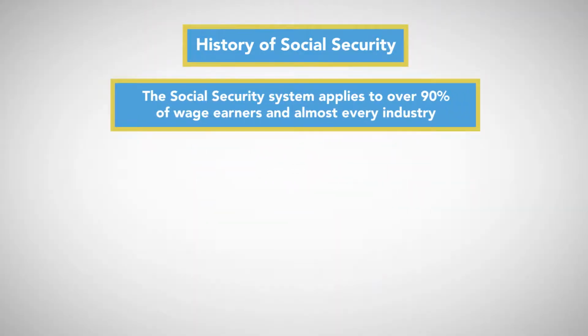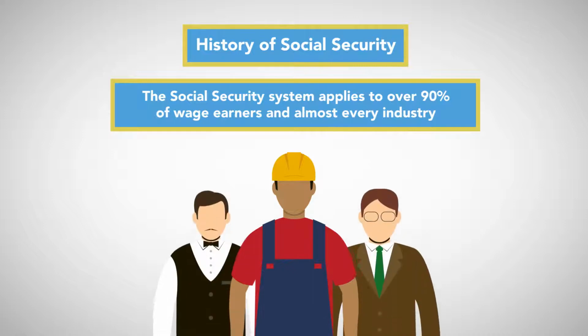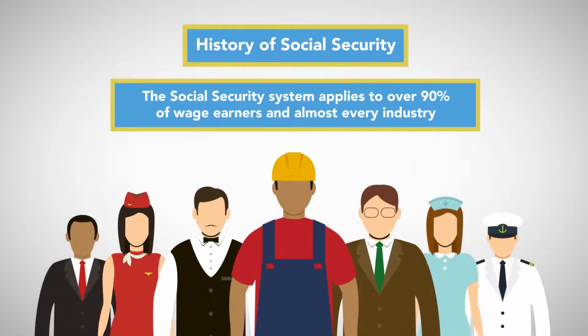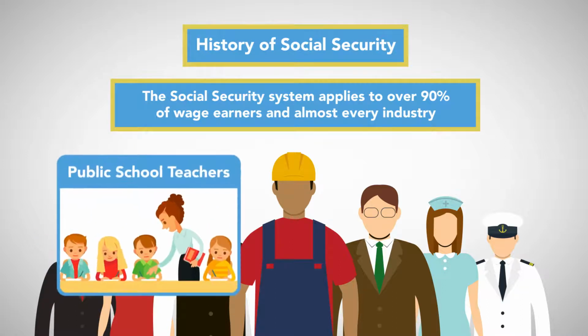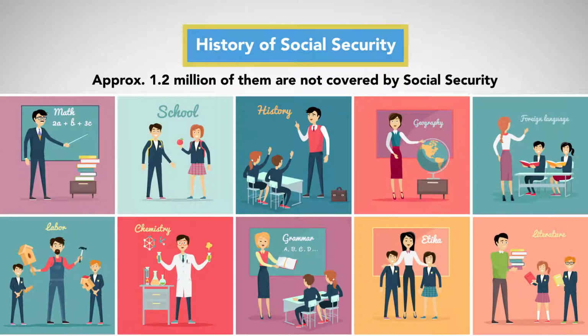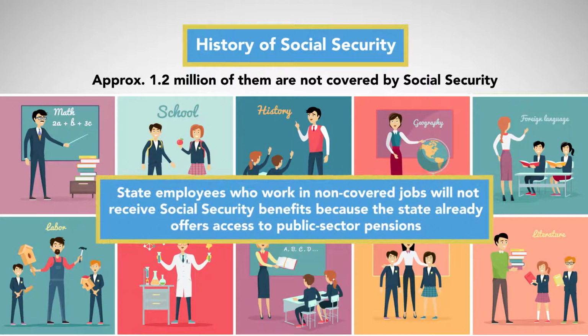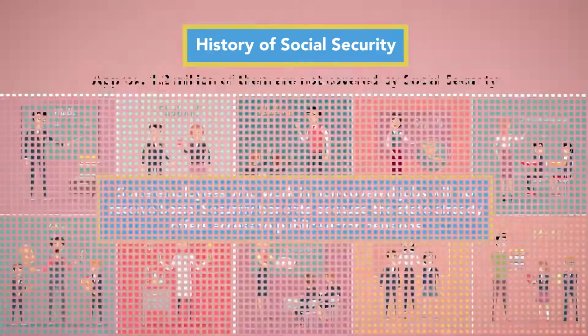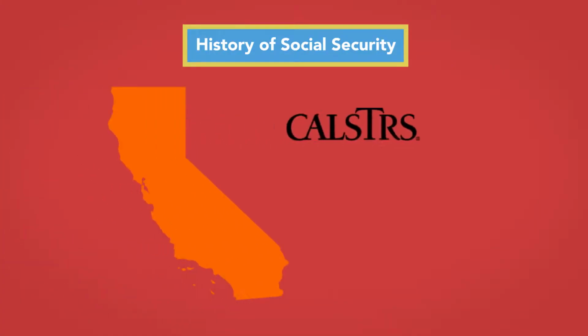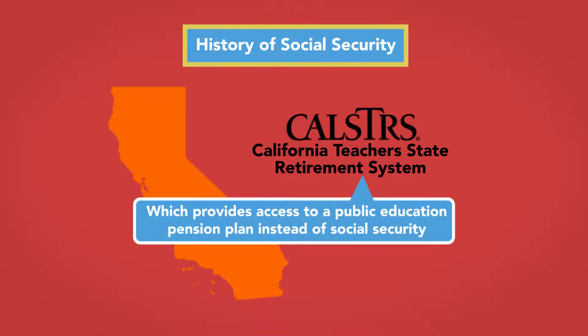The Social Security system applies to over 90% of wage earners and almost every industry. The largest groups of non-Social Security covered wage earners are public school teachers, and nationwide approximately 1.2 million of them are not covered by Social Security. State employees who work in non-covered jobs will not receive Social Security benefits because the state already offers access to public sector pensions. In California, for example, all teachers are enrolled in the California Teachers State Retirement System, which provides access to a public education pension plan instead of Social Security.